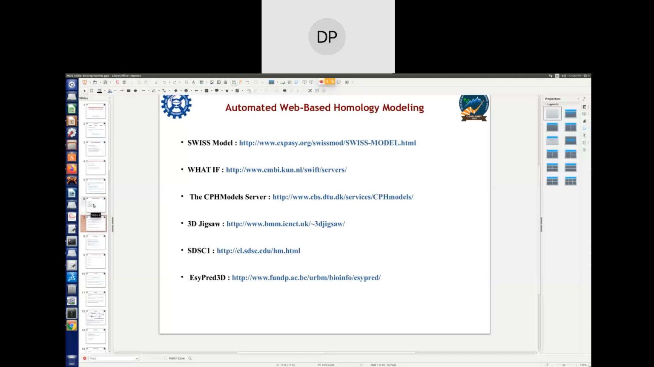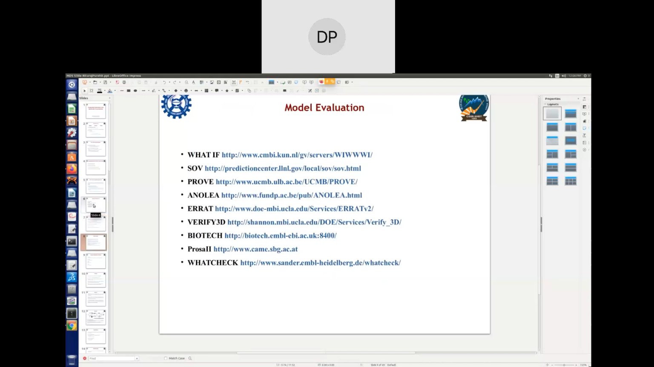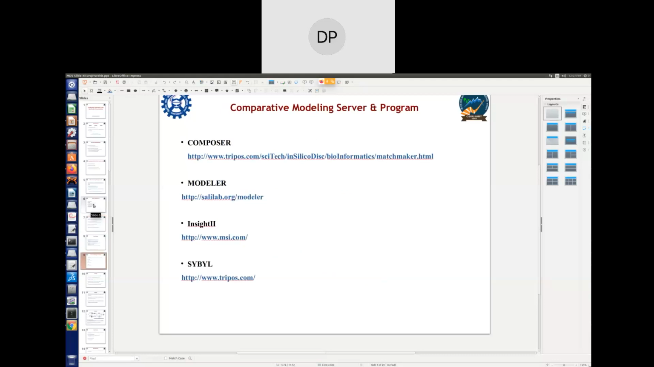These are some of the automated web-based homology tools which we generally use for homology modeling: SWISS-MODEL, WhatIf, 3D-JIGSAW, Hybrid 3D, and we have some for model evaluation. We have a few other servers which are mentioned here, and standalone software also for modeling protein structure, like COMPOSER, MODELLER, which is very famous in this area, Insight II, SOLUBLE.